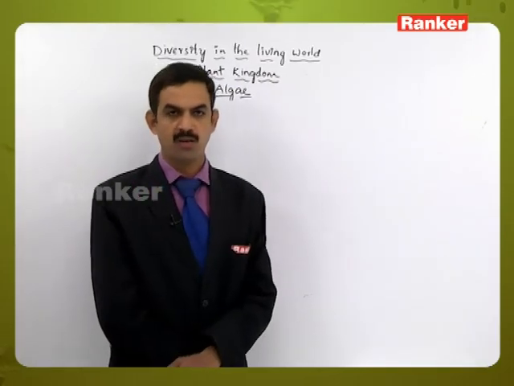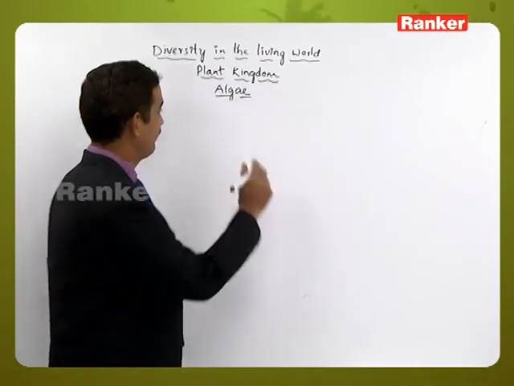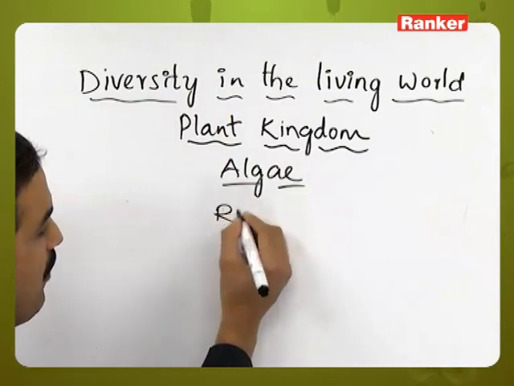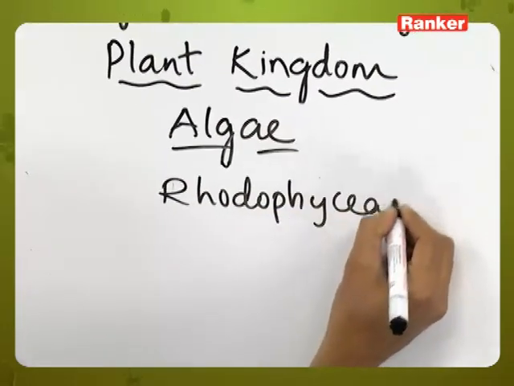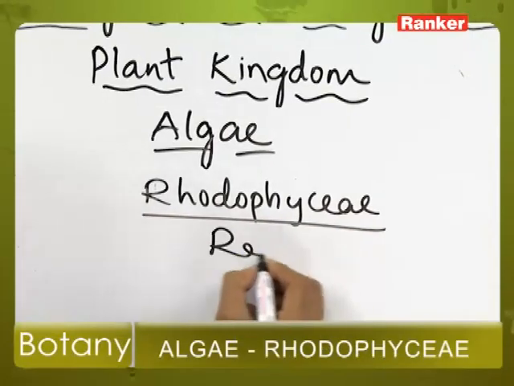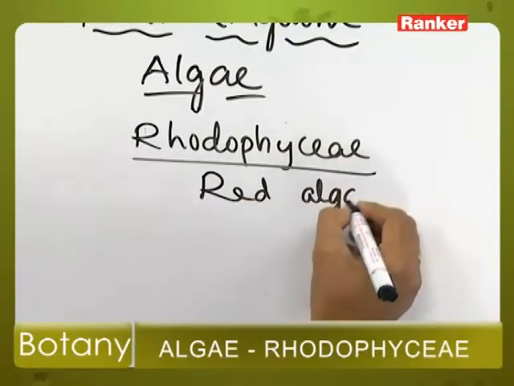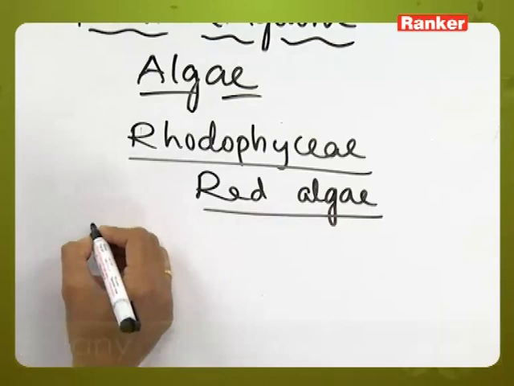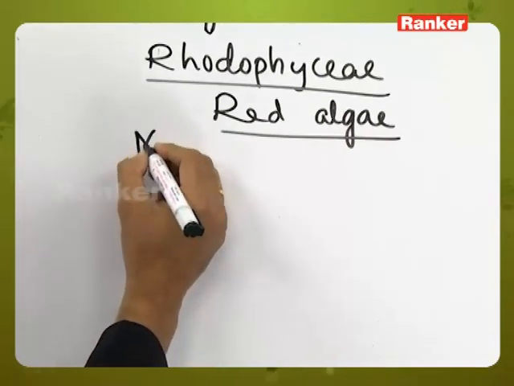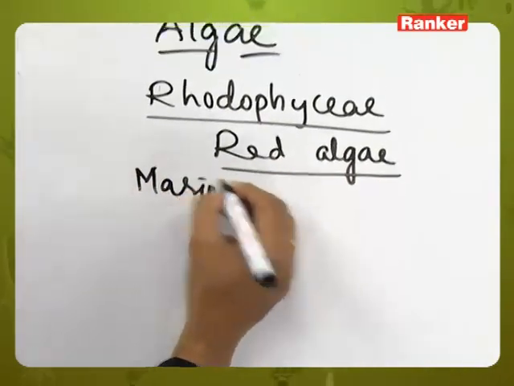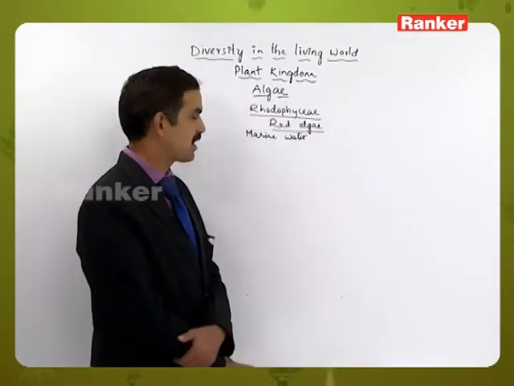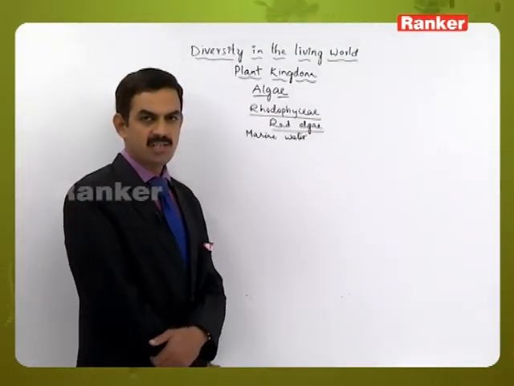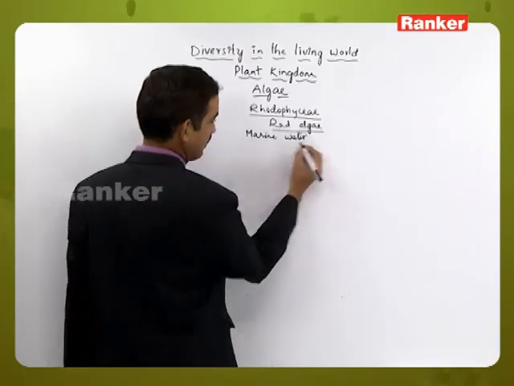So the next group of algal members are Rhodophyceae. Rhodophyceae members are called red algae, and mostly they are present in the marine environment. They have one special feature: they can be present in warm waters.